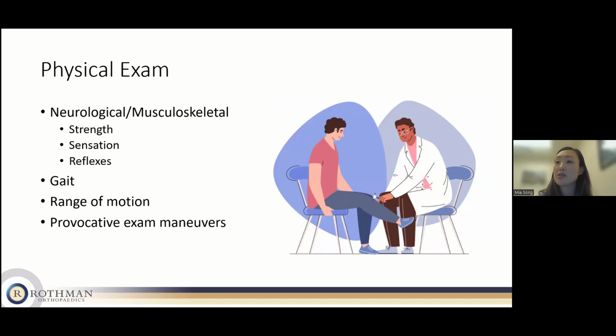Sometimes I'll check range of motion in your lumbar spine, or in your legs and hips, depending on where your symptoms are. And then sometimes I'll do what's called provocative exam maneuvers. They're just specific exam maneuvers that help me localize where your pain might be coming from. It might involve me lifting and moving your legs around, or asking you to turn and twist certain ways. The idea is that it'll help me pinpoint where exactly I think your pain is coming from.